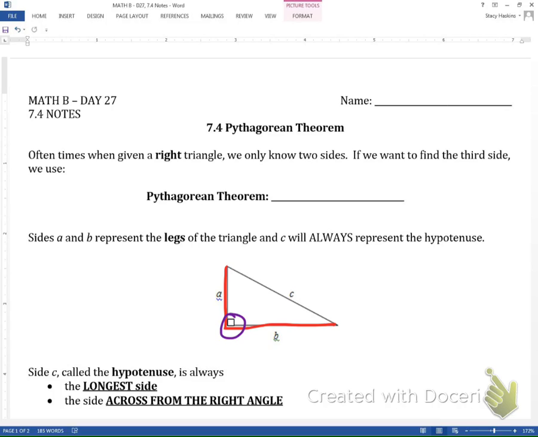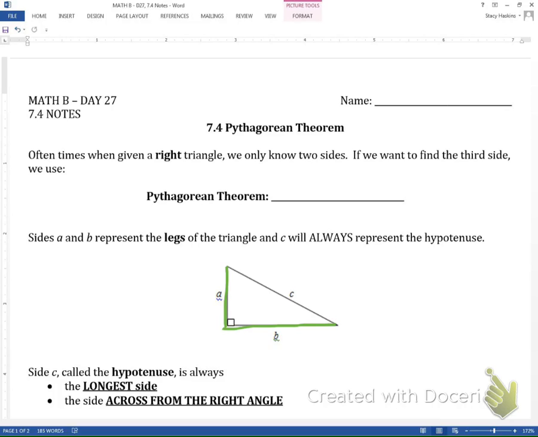The side of a right triangle directly across from this angle is called the hypotenuse. So this side right here is called the hypotenuse. It is the only side on the triangle that will be at a diagonal. The other two sides are called legs. These are the straight sides here and here.